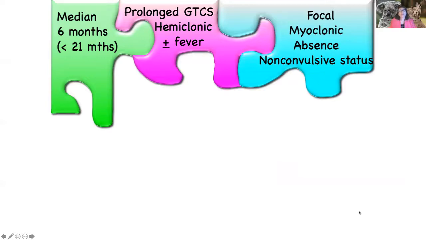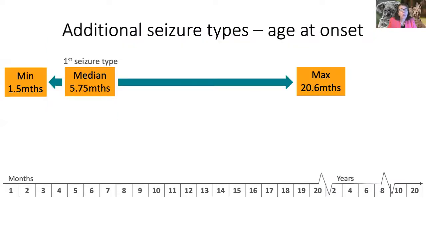So then let's walk on to additional seizure types and what age do they begin? Well, we've already shown you this data in a different way, that the median age of the first seizure type is 5.75 months, but the youngest child with classical Dravet syndrome presented at 6 weeks of age, and the oldest was that girl who was mosaic at 20.6 months. We tend to say then between 1 and 5 years of age, you get your second seizure type, but is that right?